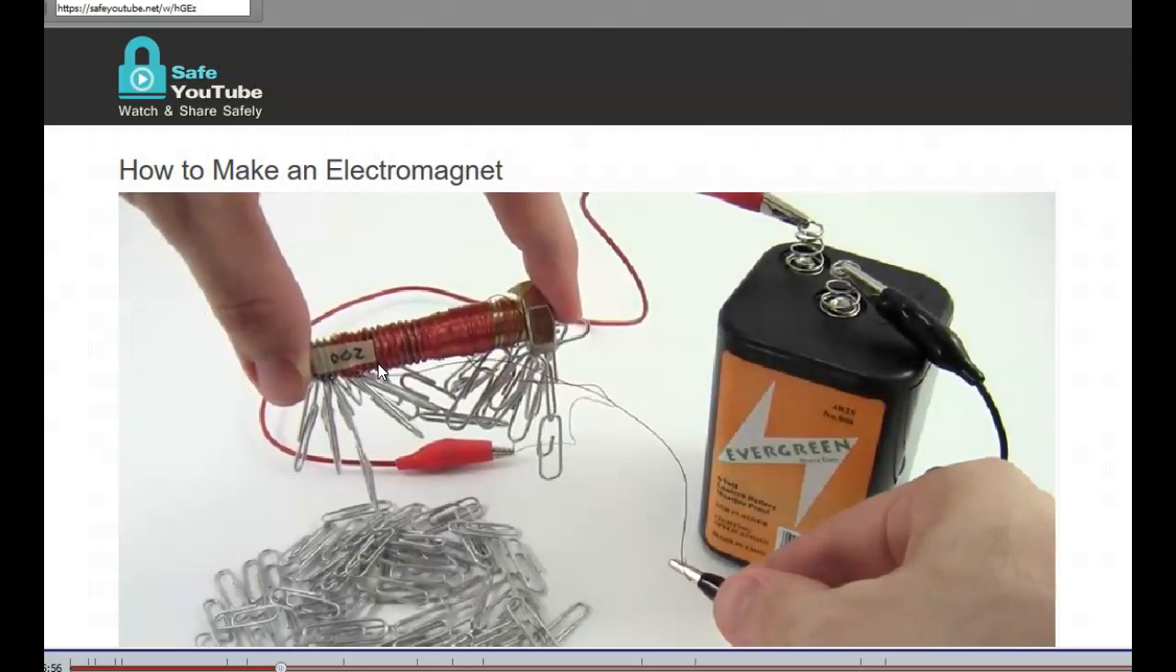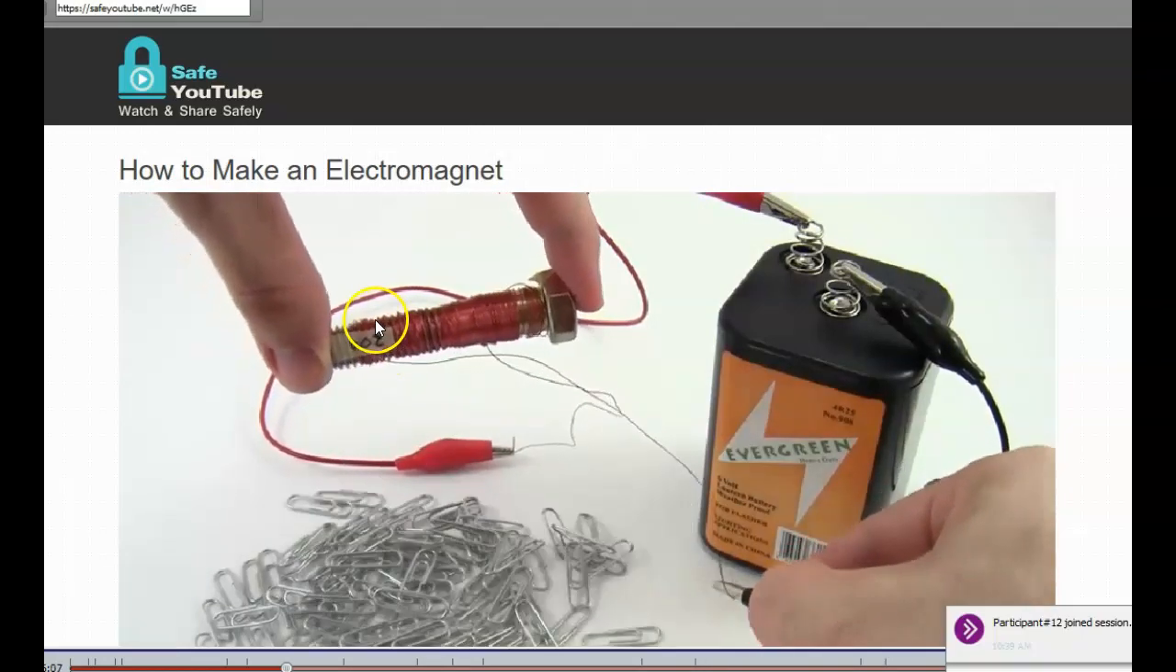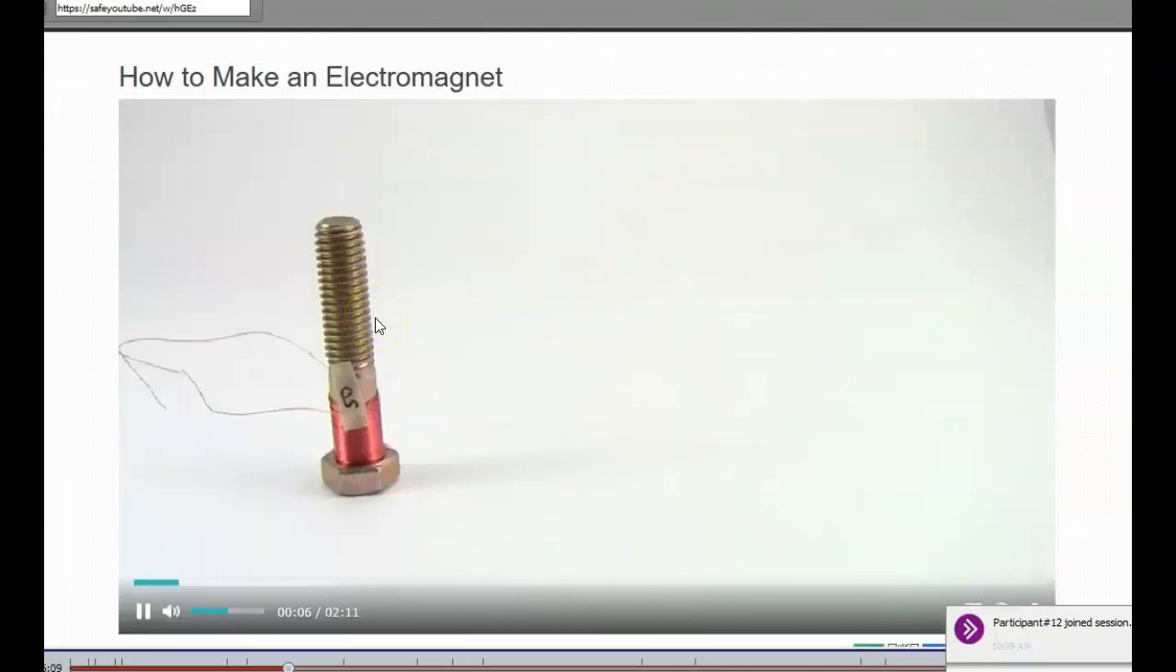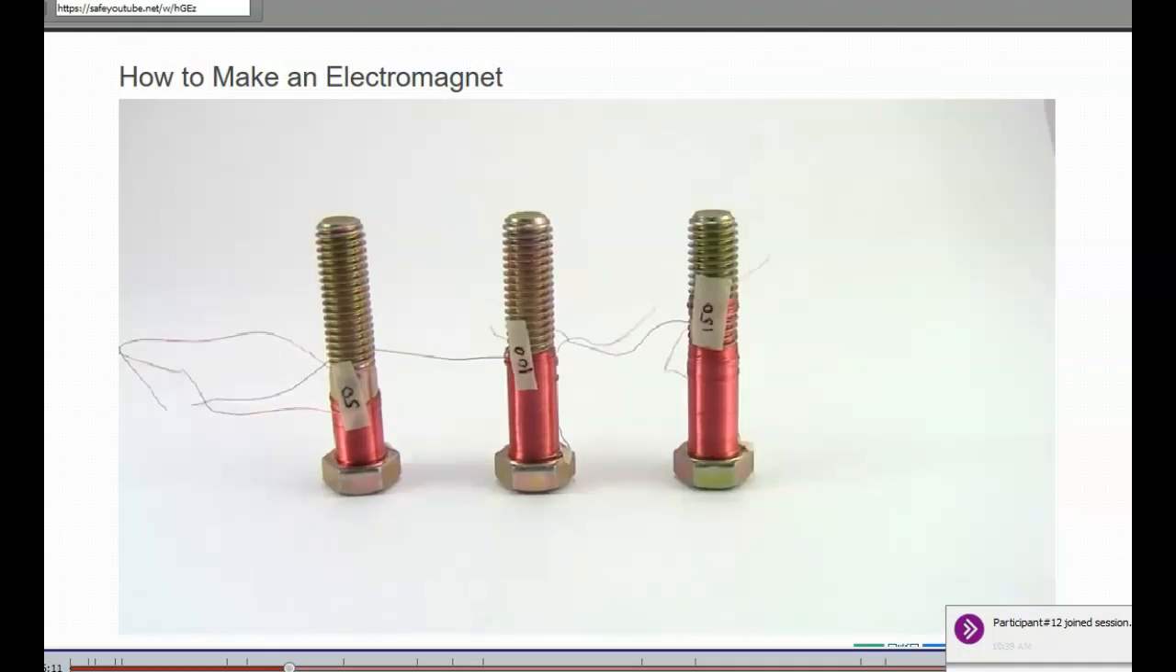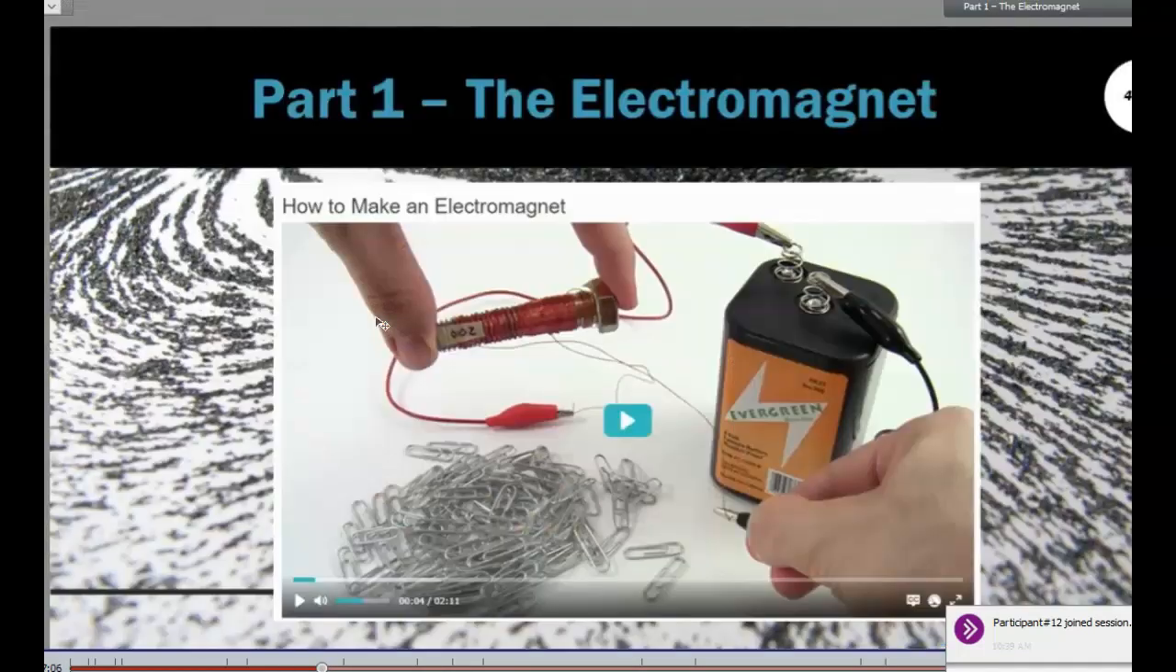This video will show you how to build an electromagnet. For a fun science project, you can build multiple magnets with different size wire coils and measure how. All right, so you can see it was a very basic, simple experiment, and you should have had those pieces.